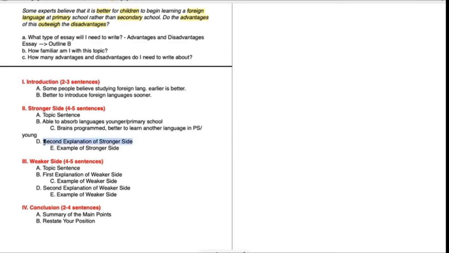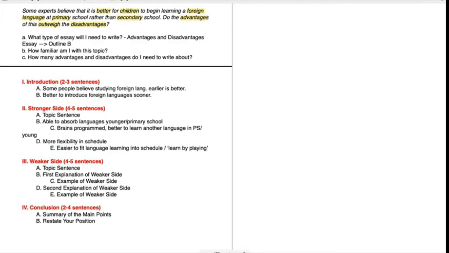The second advantage that I'm going to call upon is more flexibility in scheduling. So for example, it is easier to fit language learning into the schedule because students learn by playing in primary school. And so it's easy to learn a language by playing, and it's actually better for the students because they'll be able to absorb the information.